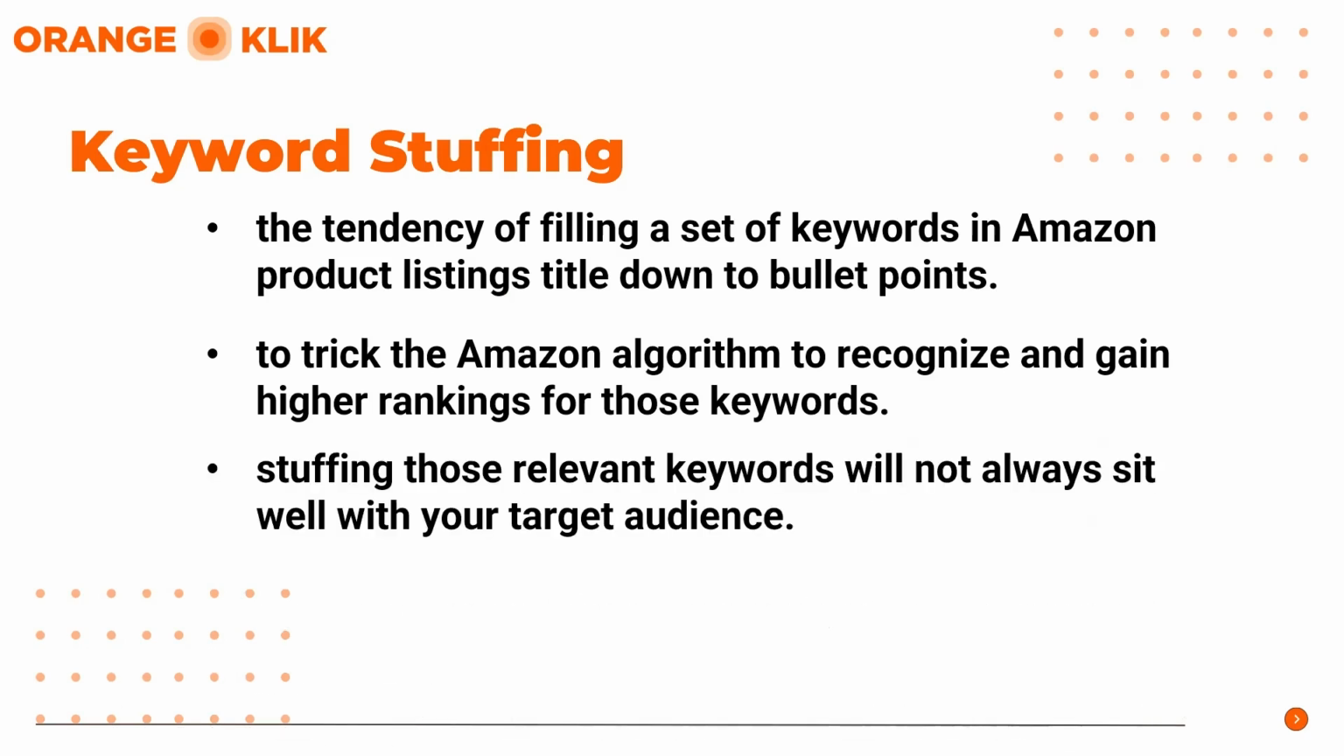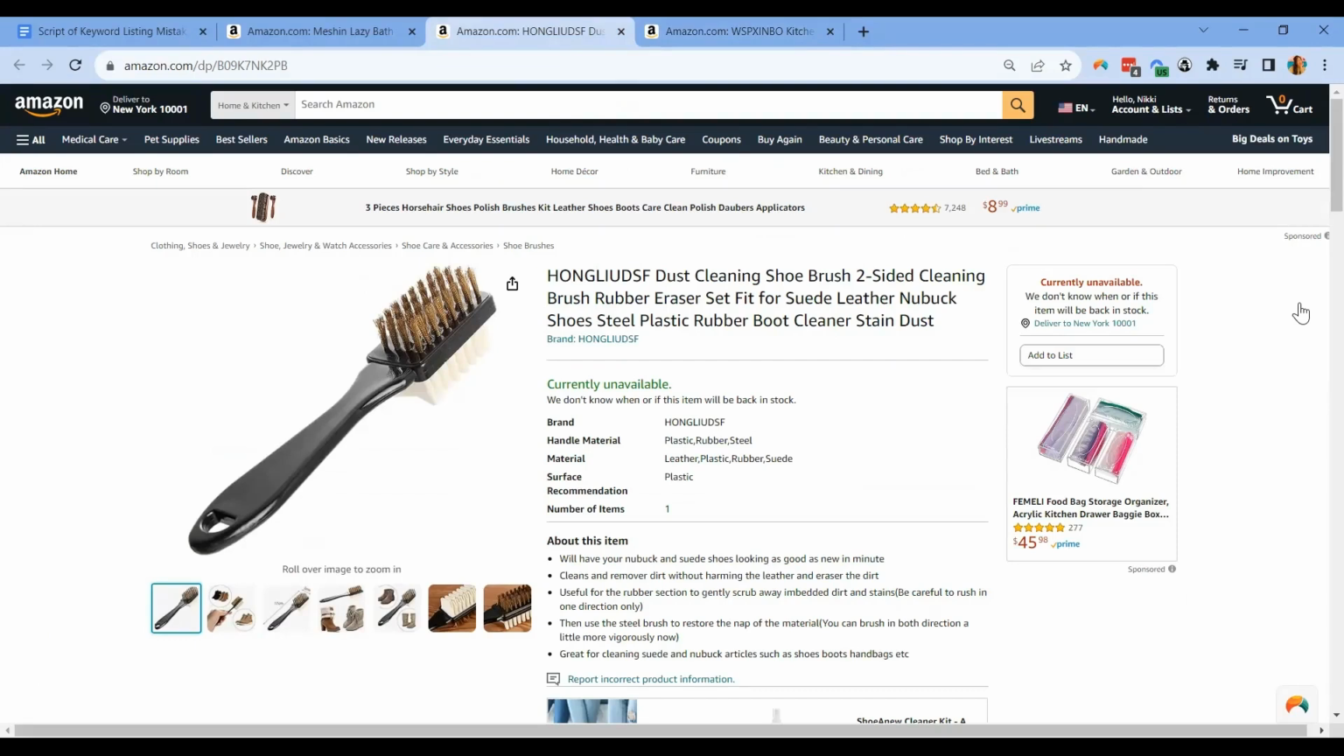Stuffing those relevant keywords in your product title or product listing does not always guarantee that you will be shown at the top of search, since it will not always register as a well thought of listing. Take a look at this ASIN. The brand name, Dust Cleaning Shoe Brush, two-sided cleaning brush, so that's two brushes here, rubber eraser, set feet for suede leather, nubuck shoes, steel, plastic rubber boot, cleaners, stain dust.